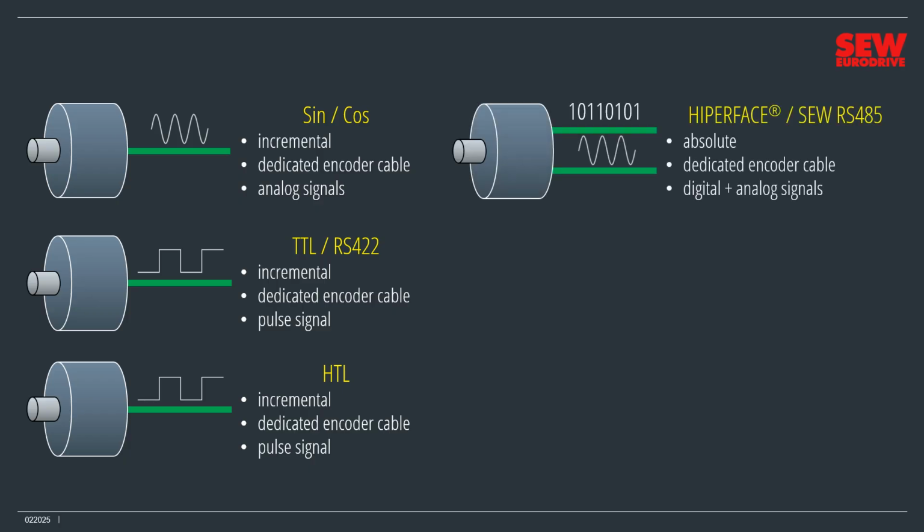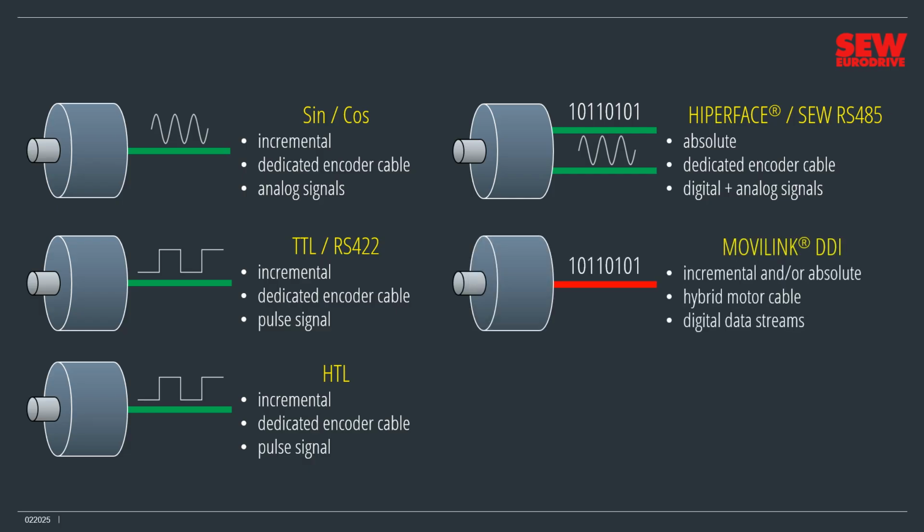The Hyperface and SEW RS485 interfaces are found on absolute encoders. They're nearly identical functionally. These interfaces are actually two separate interfaces in one and communicate over a dedicated encoder cable. The first interface sends a digital stream of position values to the VFD. The second interface is a sine-cosine interface and communicates the encoder's incremental data to the VFD for speed control. Encoders with these interfaces often contain electronic nameplates.